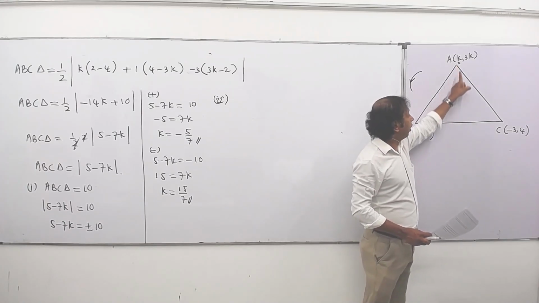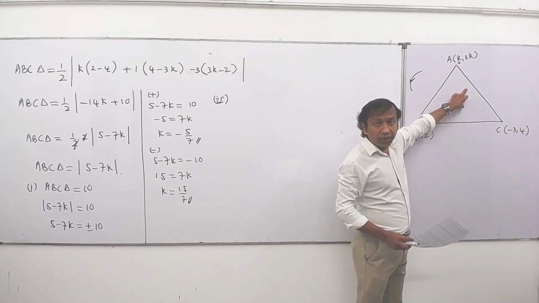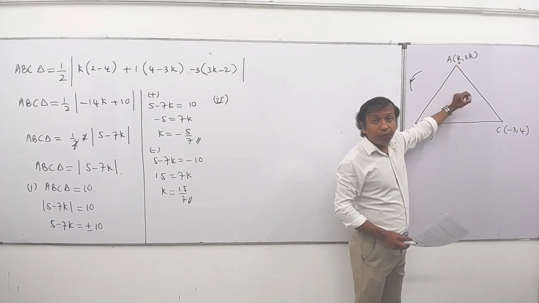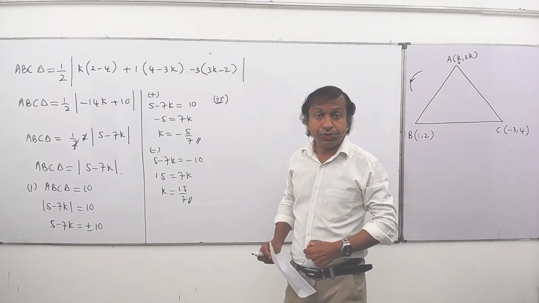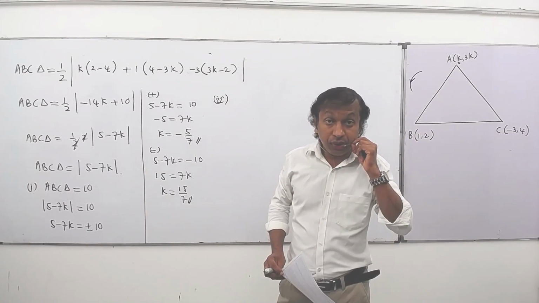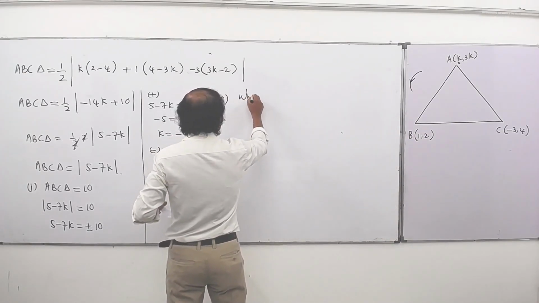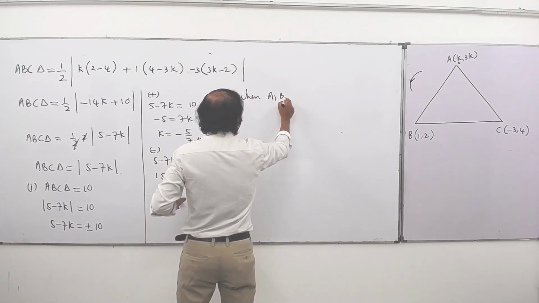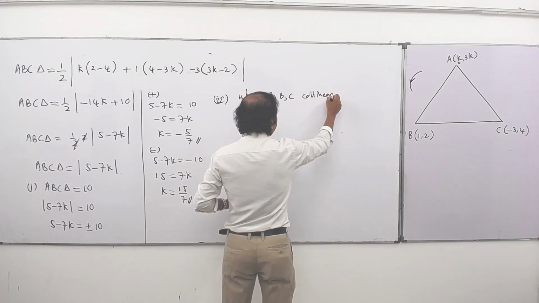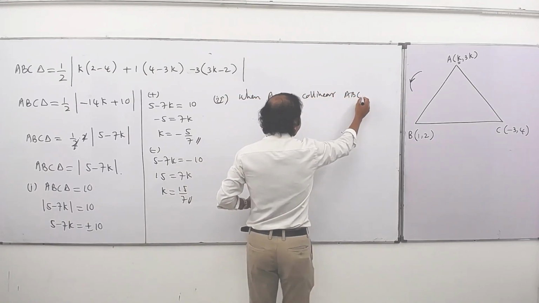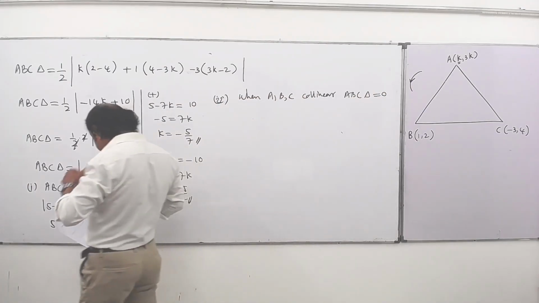Once this point A comes to the BC line, this triangle will have 0 area. Right? Triangle will have 0 area. Understood? Triangle will have 0 area. So therefore, when ABC are collinear, collinear means they lie on the same line. Collinear, ABC triangle area equals 0. ABC triangle area equals 0, people.